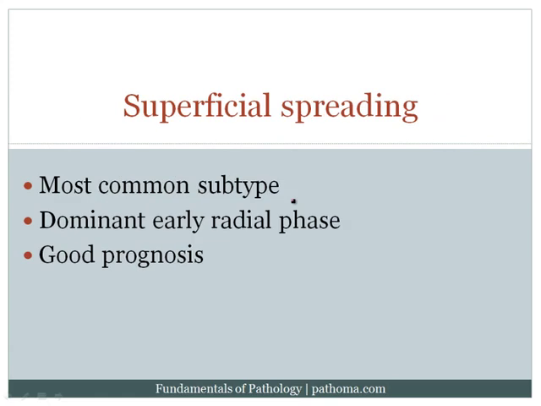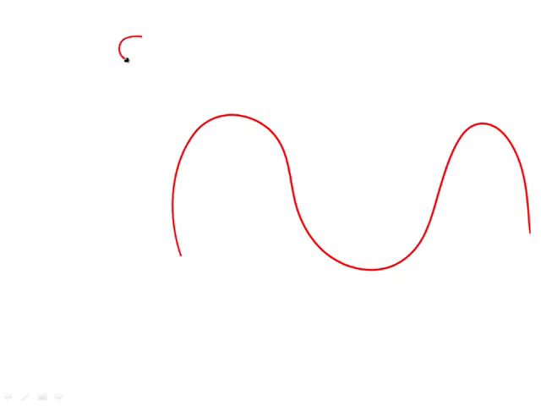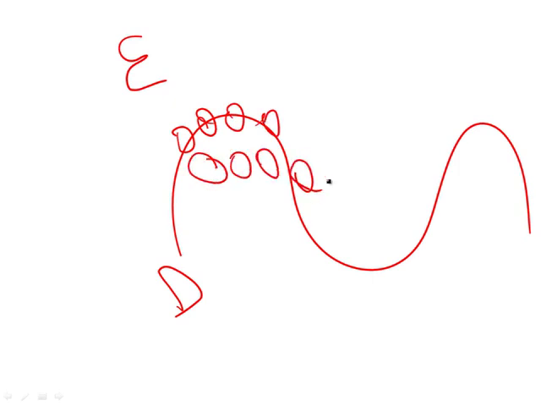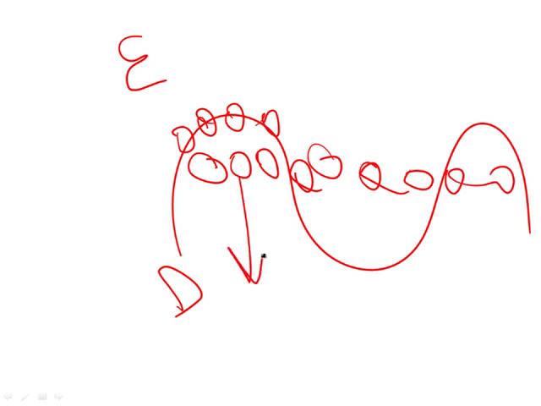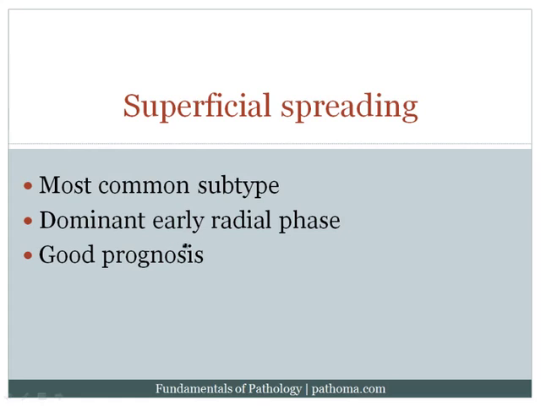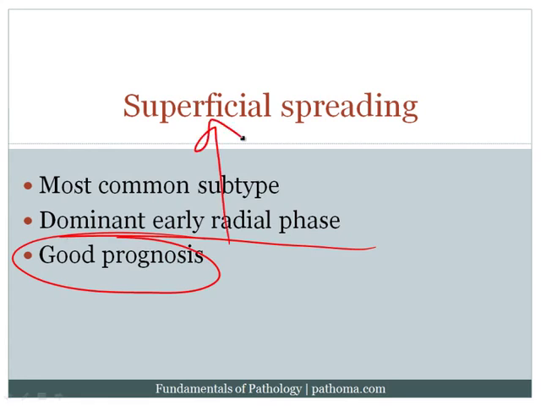Superficial spreading melanoma is the most common subtype. You get a dominant early radial phase, and because of that, you get a good prognosis. Again, if this is the epidermal-dermal junction, and you've got your melanocytes growing here, and they're superficial spreading, they stay in the superficial dermis and in the epidermis, then that's predominantly a radial growth phase. And so therefore, because they haven't gone down, it's going to have a good prognosis. And that's what I say here. It's a dominant early radial phase with good prognosis. And that's what we mean by superficial spreading.